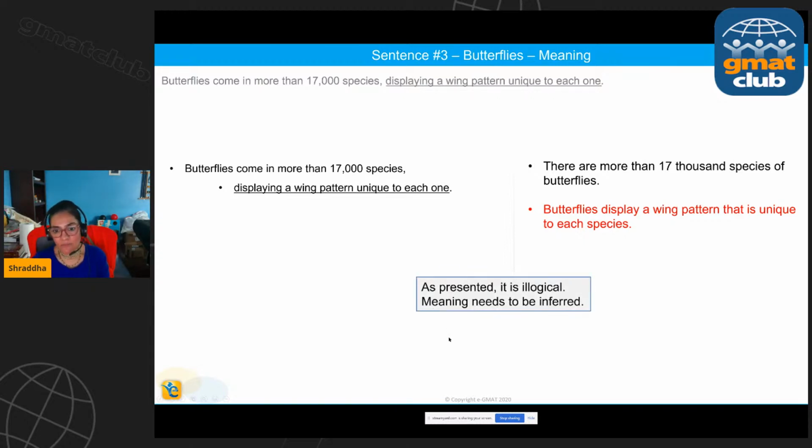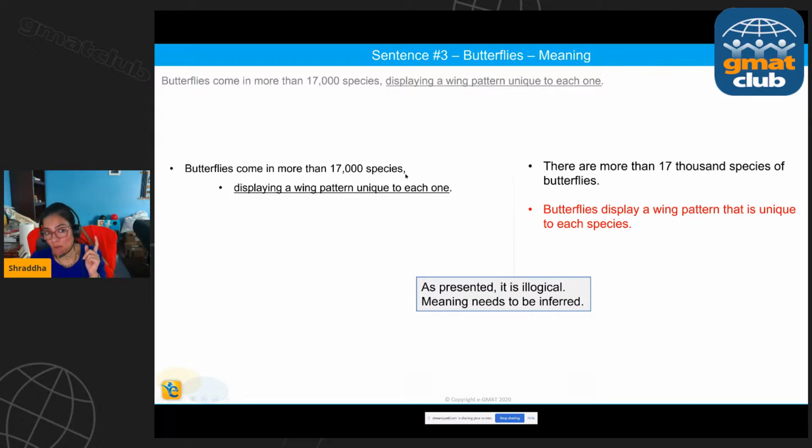So once we have done this thorough analysis of the meaning, again, we had to infer the meaning because the meaning presented by the sentence is absolutely illogical. We have also identified that this illogical meaning is the outcome of the incorrect grammar that has been used in the sentence. We don't want a comma plus verb ing modifier.